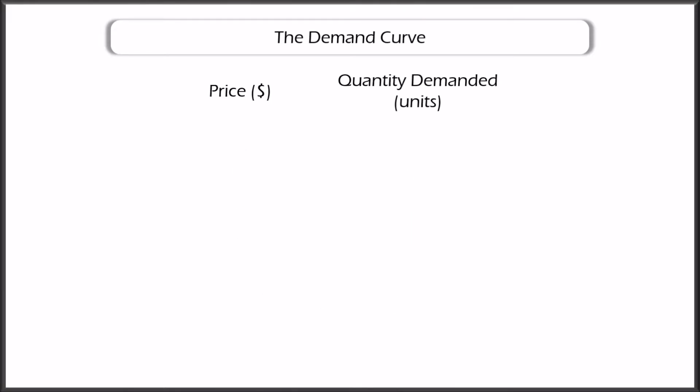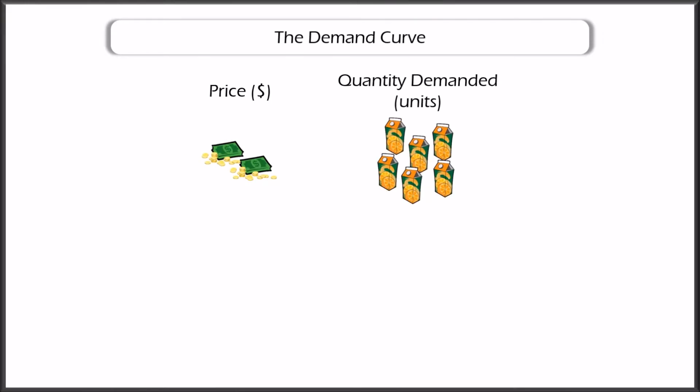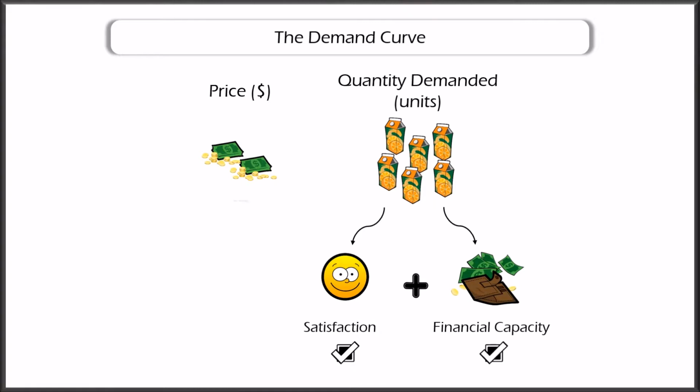Remember that when the price of this product is $2 per unit, I want to buy 6 units of it per week. I want to buy this amount because of the satisfaction it gives me and because it is within my budget. At a constant price, if either my satisfaction or my financial capacity to acquire the product changes, the whole demand curve shifts. If, for example, my satisfaction decreases, I still have the financial capacity to buy as much as before, but I just won't want to. I will thus want to buy less orange juice if the price stays the same.